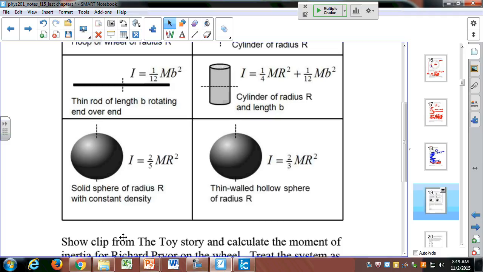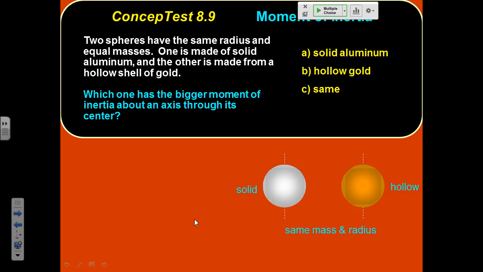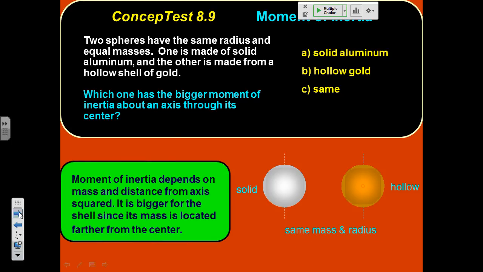That is that I is equal to mr squared, or the sum of mr squared. The one that has more mass at bigger radii is the one that has the bigger moment of inertia. And the gold sphere, which is hollow, has all of its mass out at big radii, whereas the aluminum sphere, which is solid, has its mass distributed over all radii. So the gold sphere will have a much larger moment of inertia because it has that mass concentrated at big radii. So the gold one is correct.